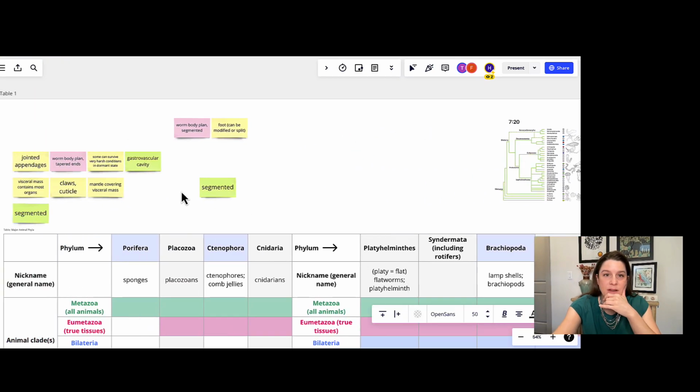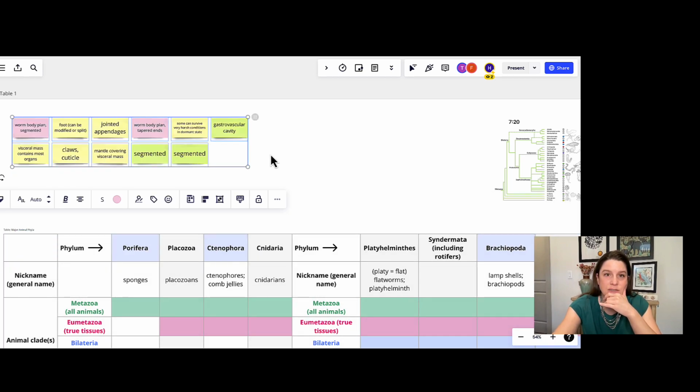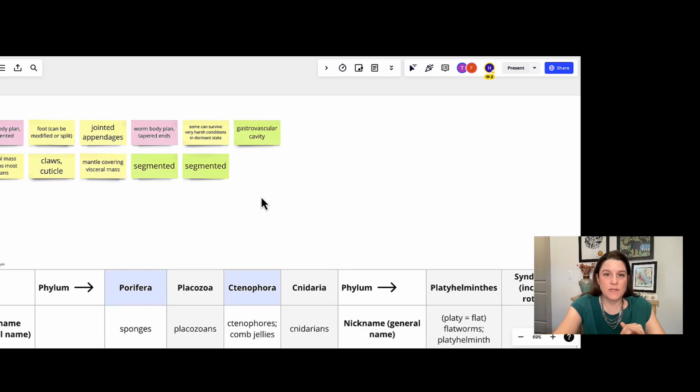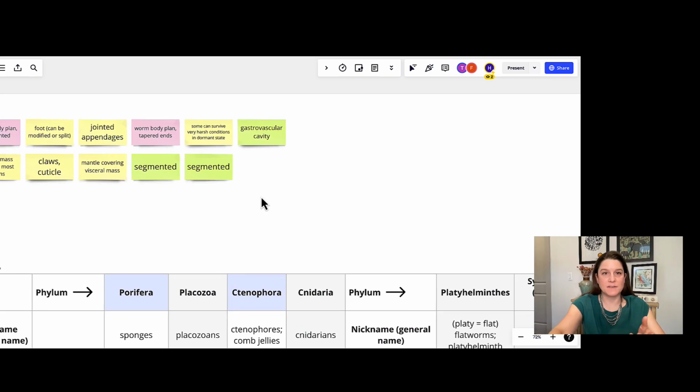So we can look up here. I'll just gather these together, or you can look at your side. So what are we looking at with this? What did it look like for our earthworm? That's an example of an Annelida phylum animal. What do you think?